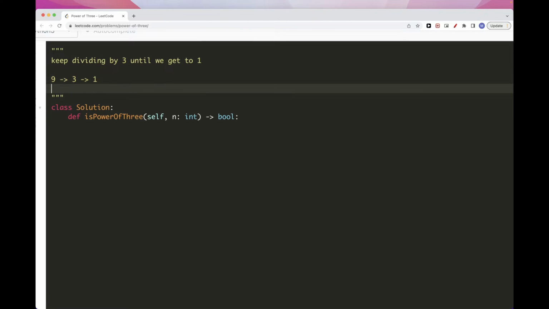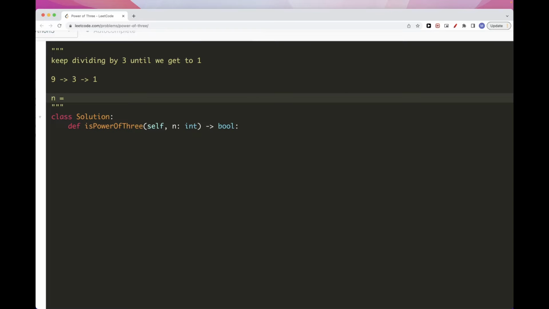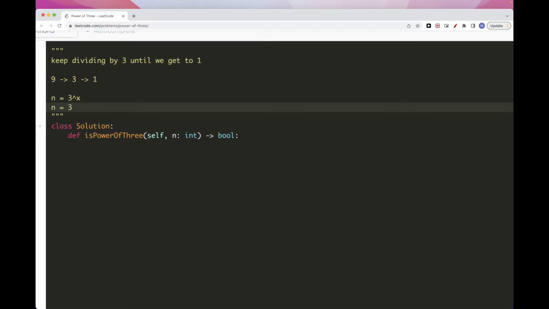So that's a solution. And this is because if n is 3 to the power of x, that means n is just 3 multiplied by 3 multiplied by 3, x times, right? So we can divide each time, x times, and then we should be able to get to 1. By the way, with this method we can also find what x is, because it's just the number of times we divide. And so let's just implement that.